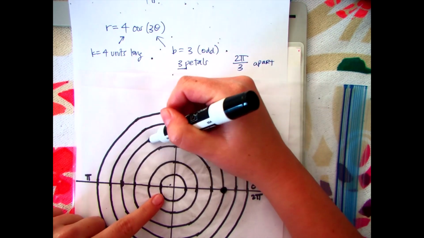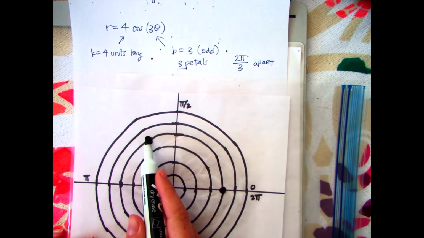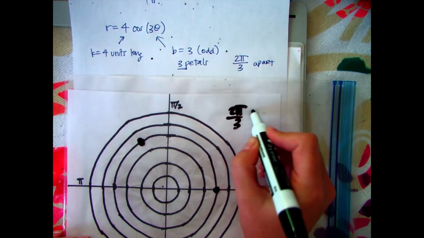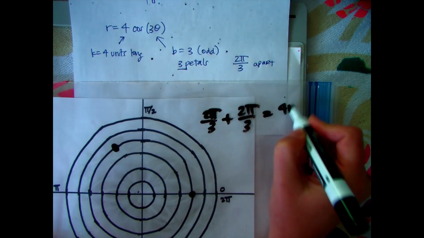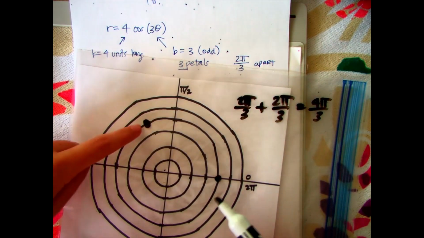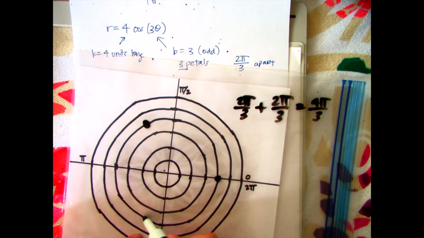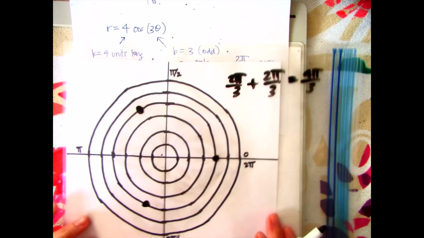1, 2, 3, 4. Okay, so now at 2 pi over 3, my next petal should be another 2 pi over 3 away, which is 4 pi over 3. So where is 4 pi over 3? Yeah, that's right here. In a perfect world, these would be numbered, like the angles would be here, but I didn't have time for that.